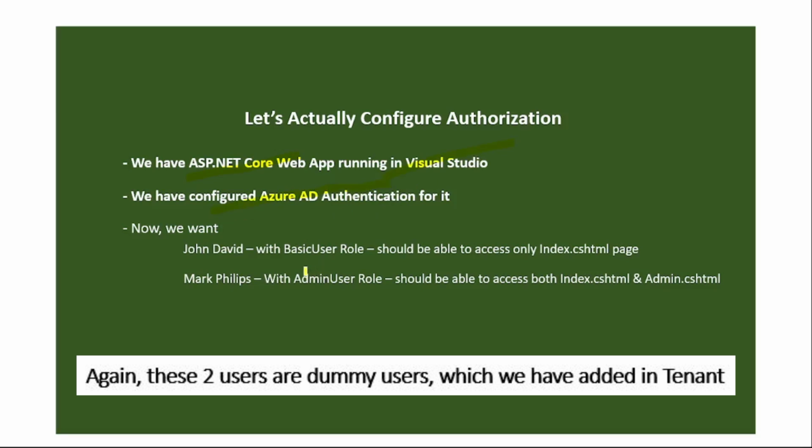We want to have two roles, that is a basic user and an admin user role, and we need to assign the basic user role to John David and the admin user role to Mark Phillips. The user with the basic role should be able to access only the Index.cshtml page, and the user with the admin user role should be able to access both pages, that is Index.cshtml and Admin.cshtml. Now let's go to the Azure portal.